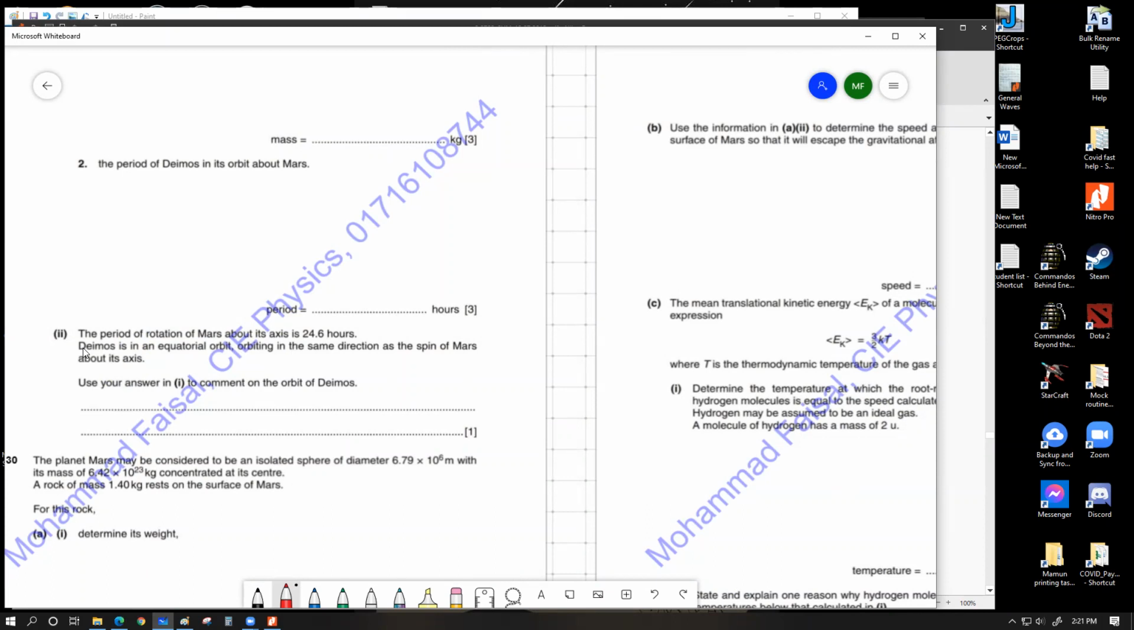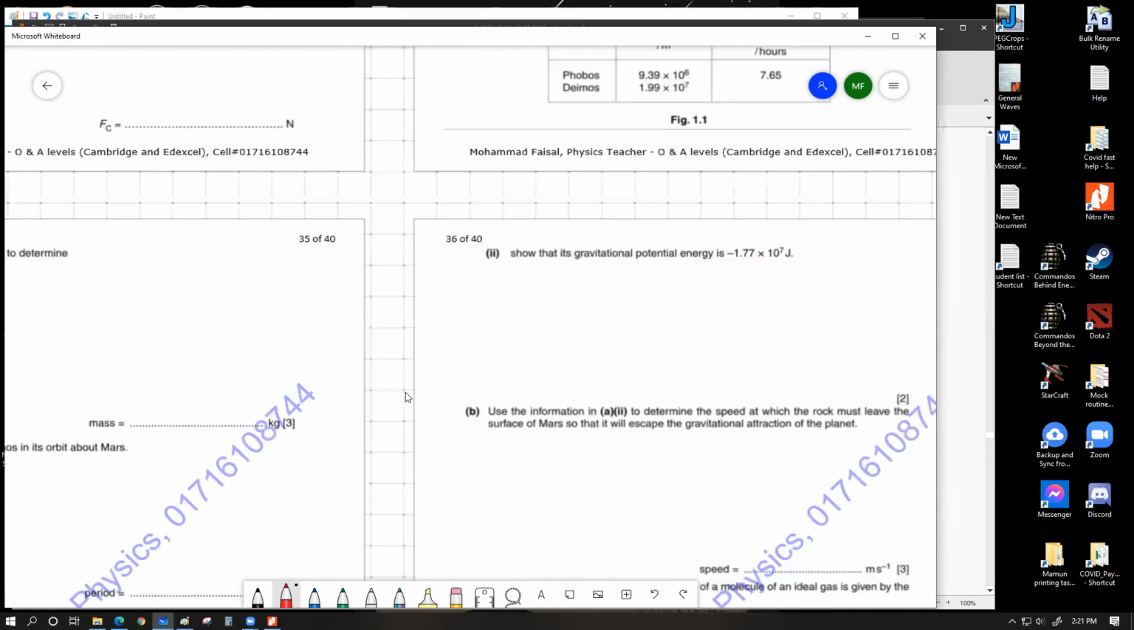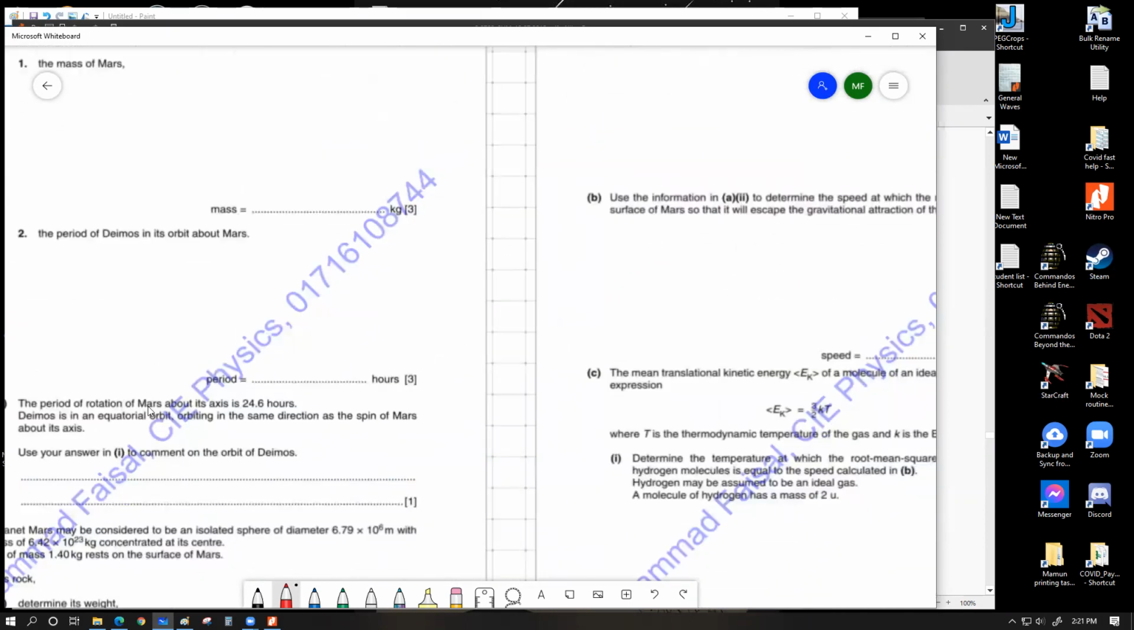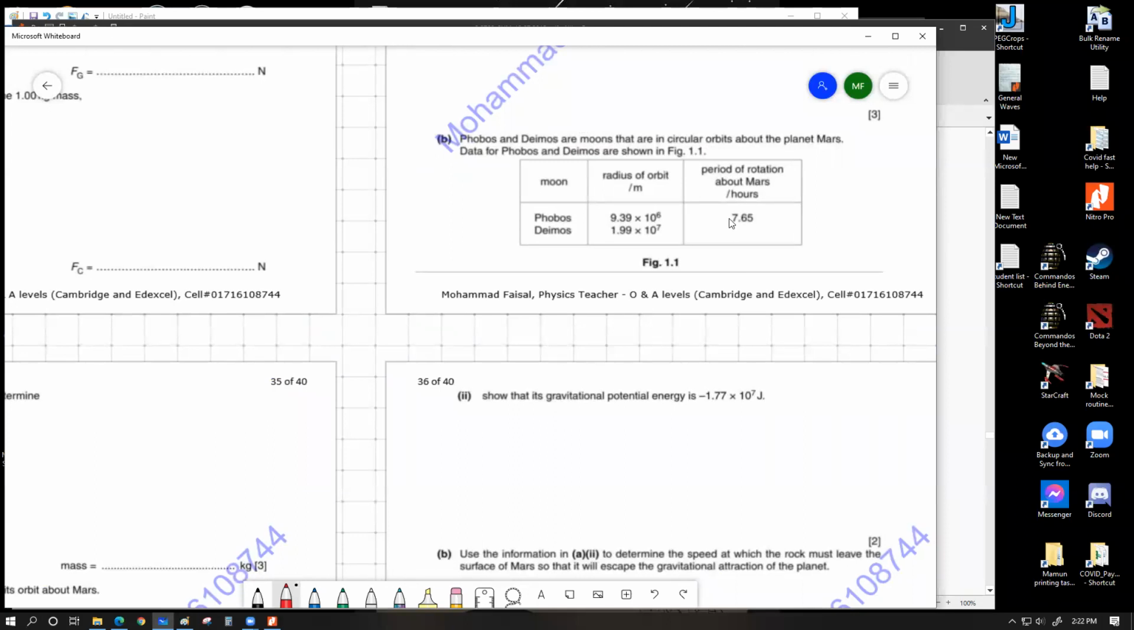মানে জিওস্টেশনারি তো মানে আমি লিখেছিলাম, কিন্তু মার্কিন হয়তো অলমোস্ট জিওস্টেশনারি। Deimos is in an equatorial orbit, orbiting in the same direction as the spin of Mars about its axis. Is your answer to comment on the orbit of Deimos? Okay, I'll tell you why. Have a look. The period of Mars is 24.6 hours, but the period of rotation about Mars is 7.6 hours.